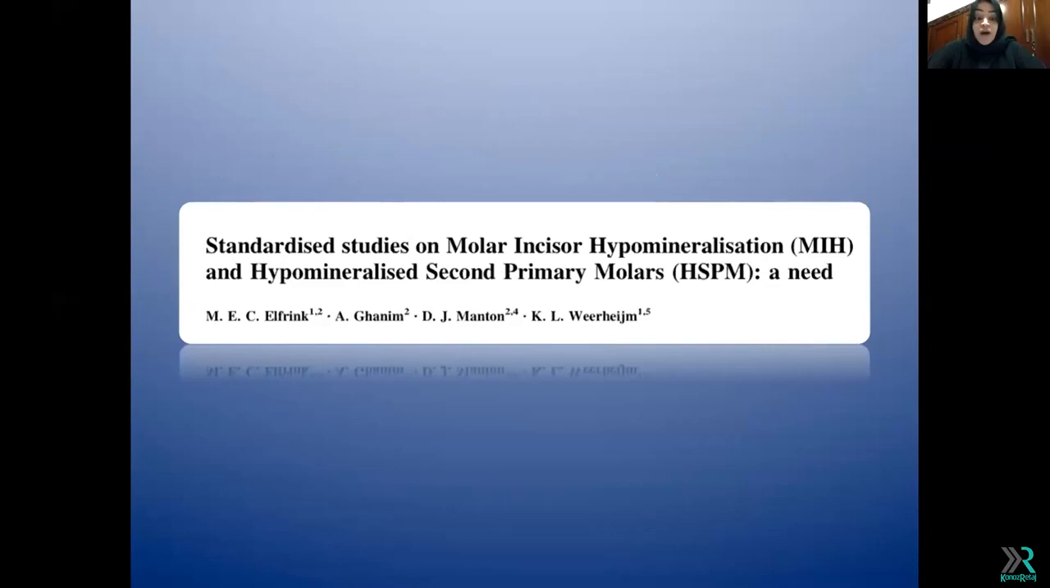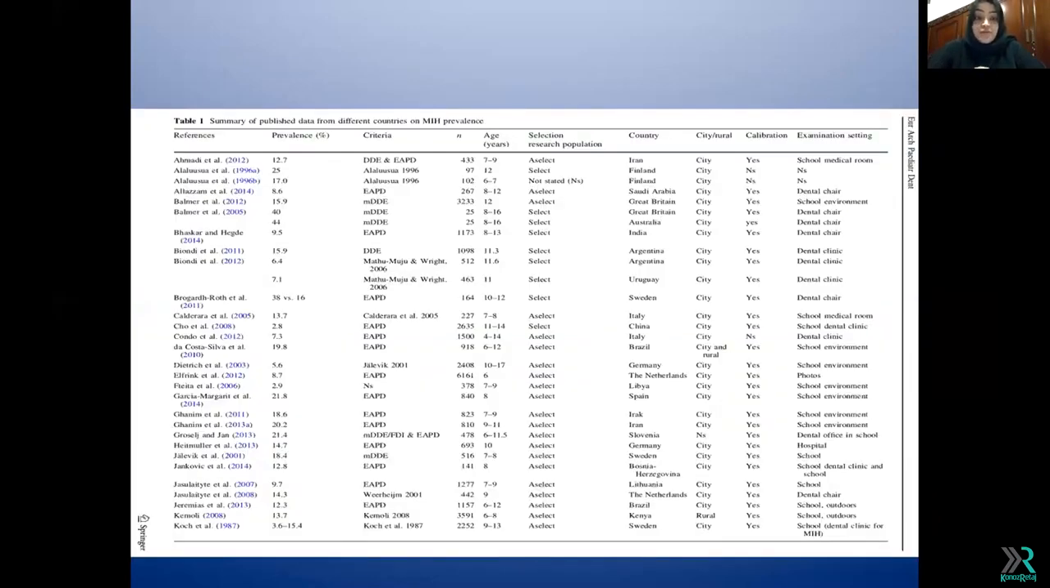In a systematic review by L. Frank and his working group in 2015, he listed a number of differences in the study design. He reviewed the articles about the prevalence of MIH in the past 30 years. We have wide variation in the prevalences. One of the reasons for that is differences in the diagnostic criteria, and differences in the sample size. It ranges from as low as 25 subjects, as we can see here, to thousands.